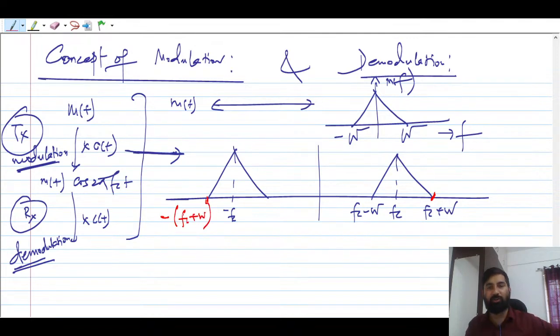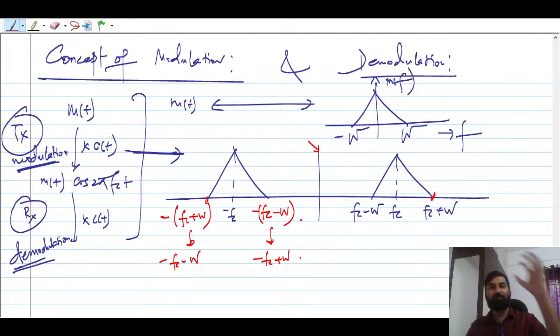Many people are not able to find this. You can say this is just like a mirror. This is nothing but minus of FC minus W. If you take this minus sign inside, it becomes minus FC plus W. Understood? Left becomes right, right becomes left, just like how you find the mirror image of any picture.